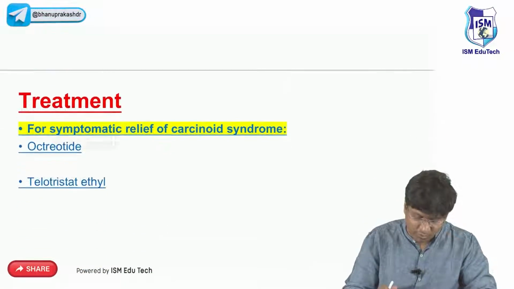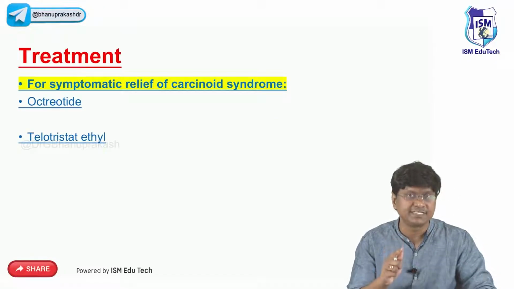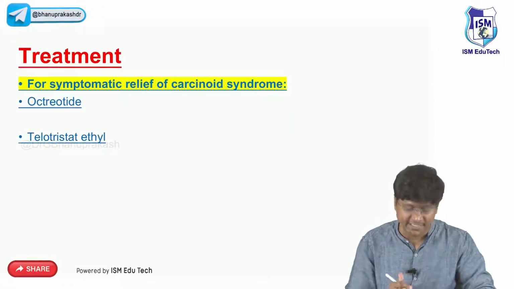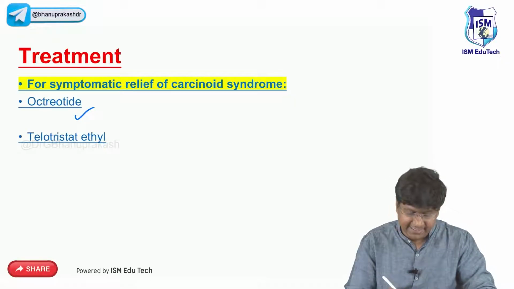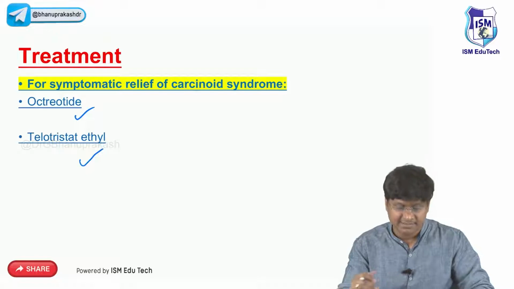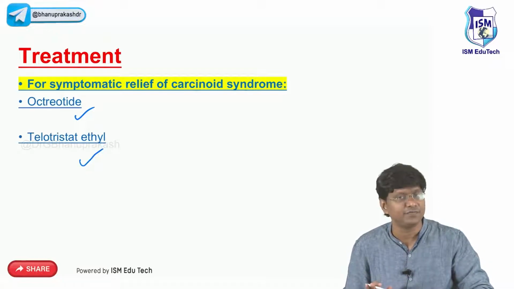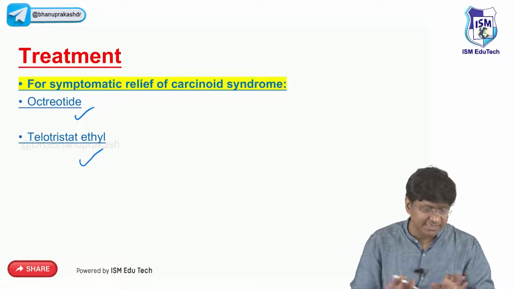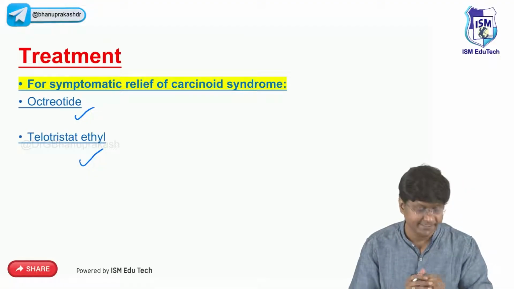Okay, then what will be the treatment in these individuals? For symptomatic relief, we need to give a somatostatin analog, that is octreotide. The alternative drug will be telotristat ethyl. This will be for symptomatic relief of carcinoid syndrome. Okay, so this is about your carcinoid, right?